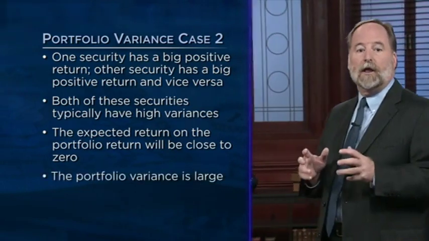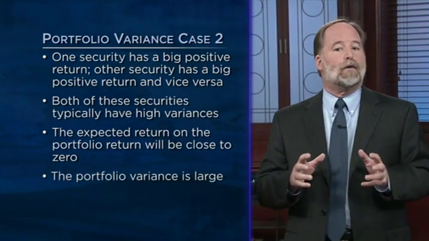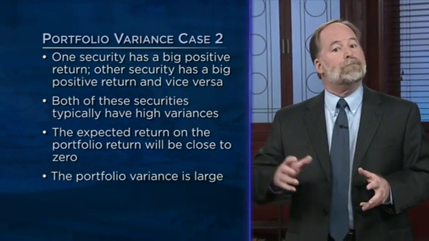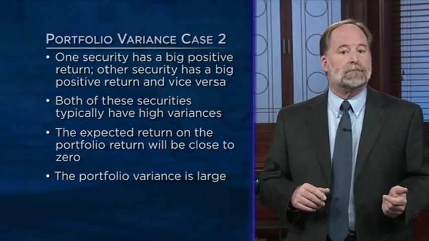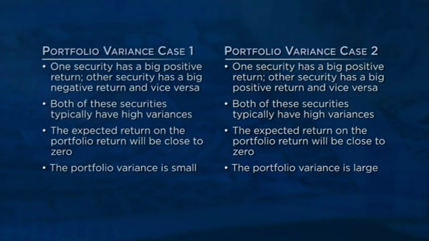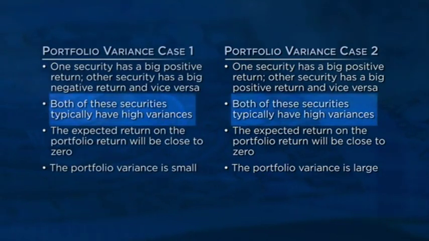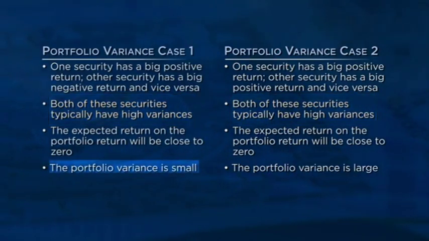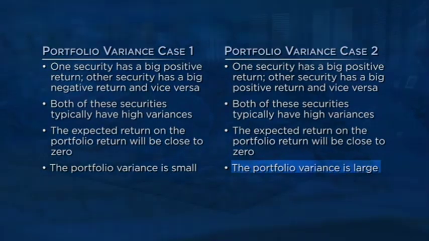But the variance will be large because the realized returns on the portfolio will either be big positive or big negative. Note that in both cases, the individual securities had large variance. But in the first case, the variance of the portfolio return was small, whereas in the second case, the variance of the portfolio return was large. This relationship can be captured by using the concepts and formulas for correlation and covariance discussed in an earlier lecture.